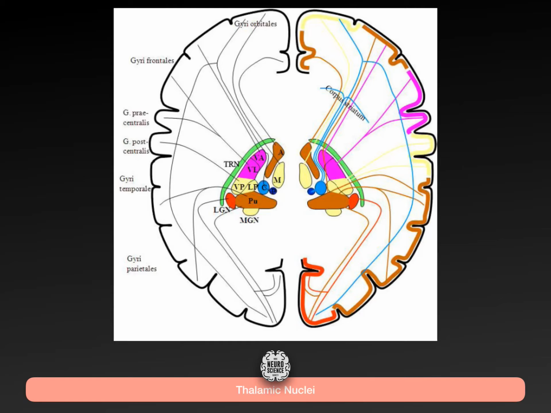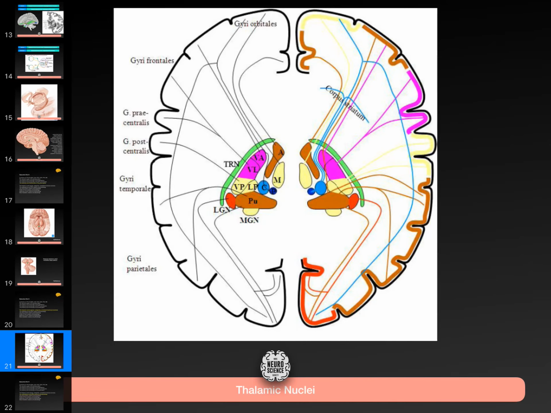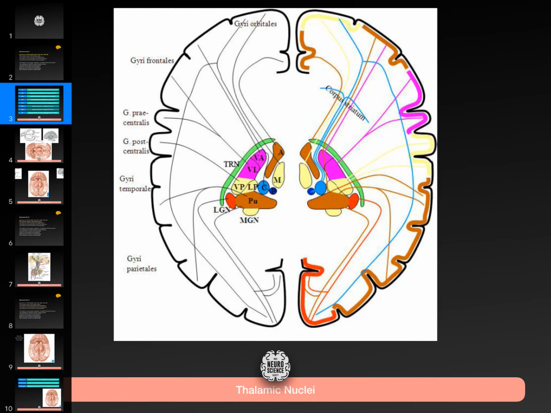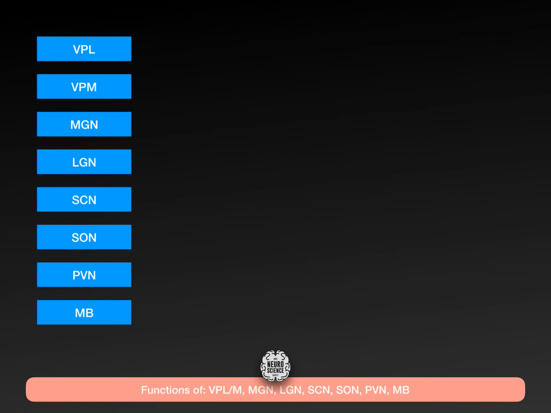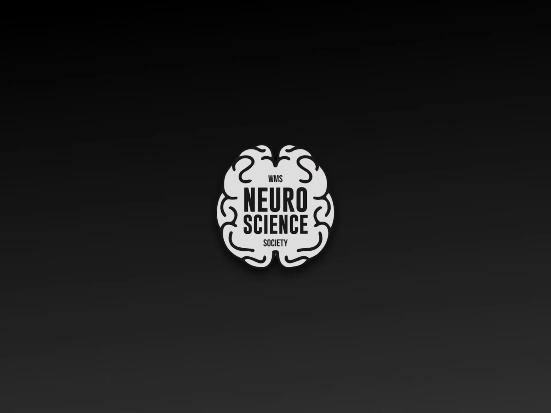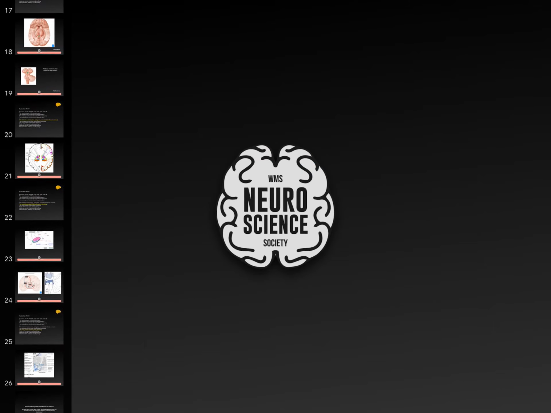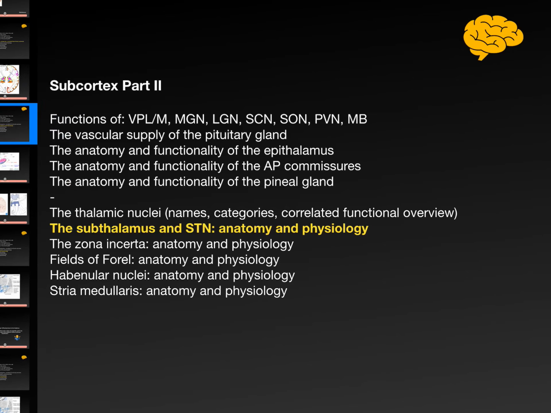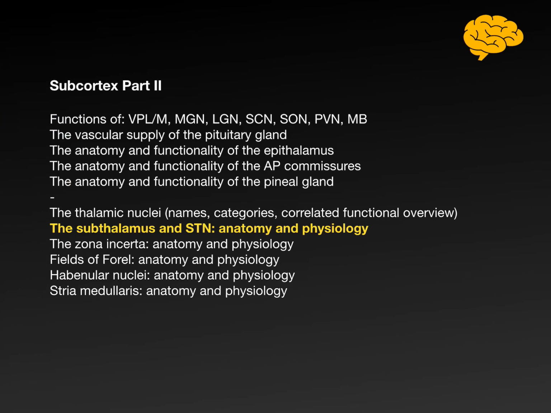You have a set number of them that you need to know, which we have already mentioned at the very beginning. You need to know VPL, VPM, and the metathalamic nuclei there, and then you need to know the hypothalamic ones absolutely. So that's core. You need to make sure that that is what you know, but that's all we will do for thalamic nuclei.